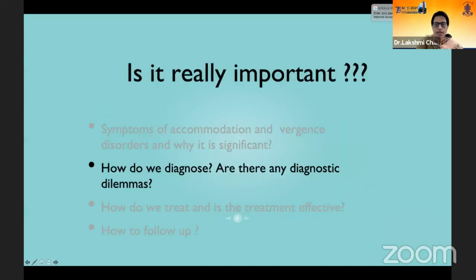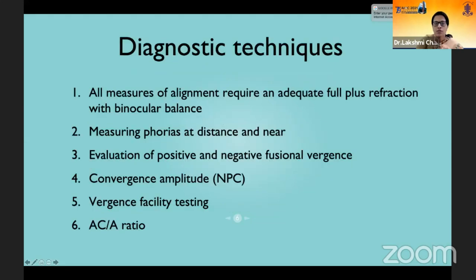So how do we diagnose this? Are there any diagnostic dilemmas? First and foremost, we need to do a full plus refraction with binocular balance, and we have to measure the phorias, how much it is. The next step would be measuring the vergence, and the last would be measuring the accommodative convergence.